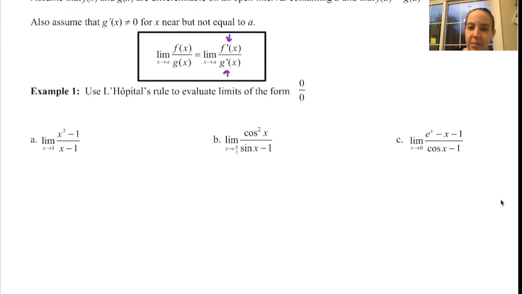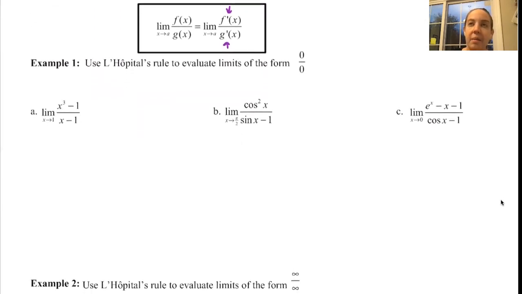You're like, what? How come you didn't tell us this before? The reason why we couldn't tell you before is because you didn't know what a derivative was. You can't learn about a derivative till you know what a limit is. So it's this cycle that goes back and forth, but let's check it out.